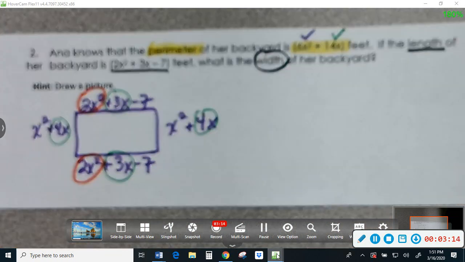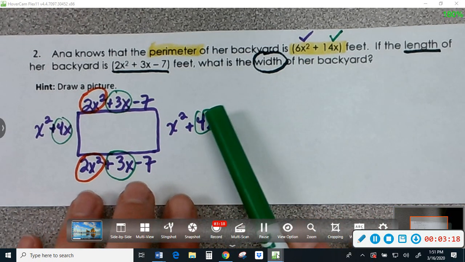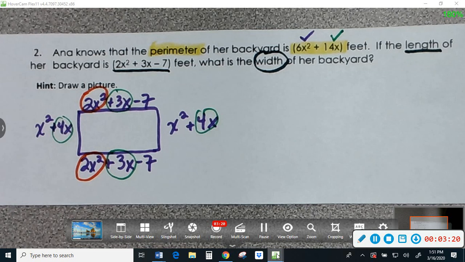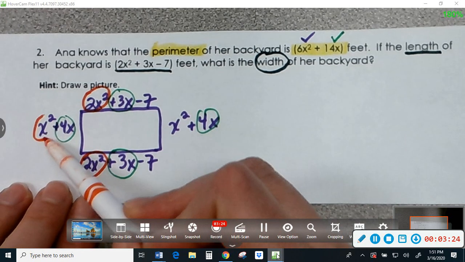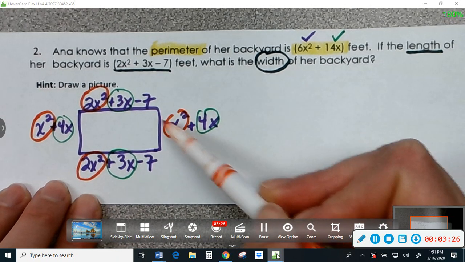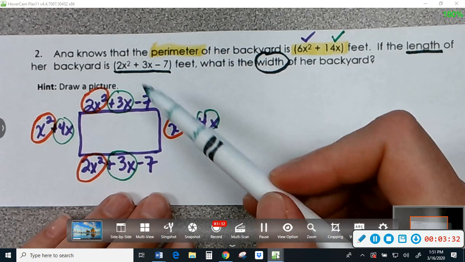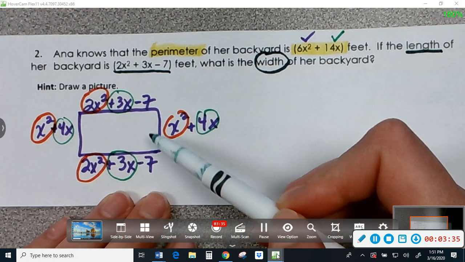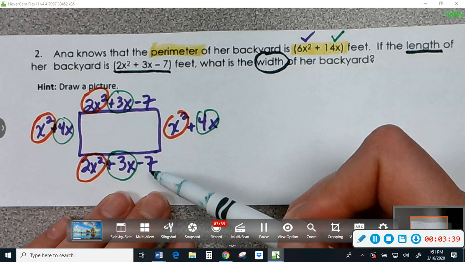All right, now it seems like we've satisfied the perimeter already, but if you notice, we have some terms, some constant terms, that are extra. I'm going to go back and put this in orange just so we know we've already included our x squareds. But what we have left is our -7 in our length on the top and the bottom. That's a total of -14.